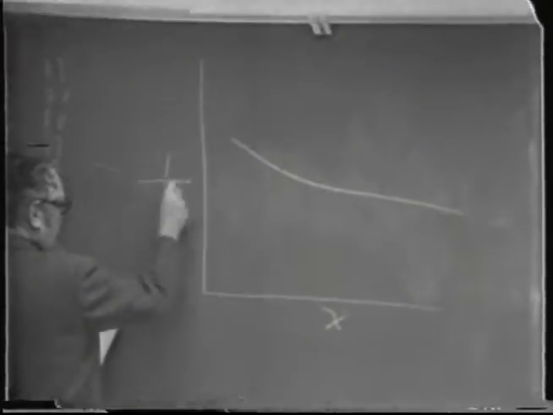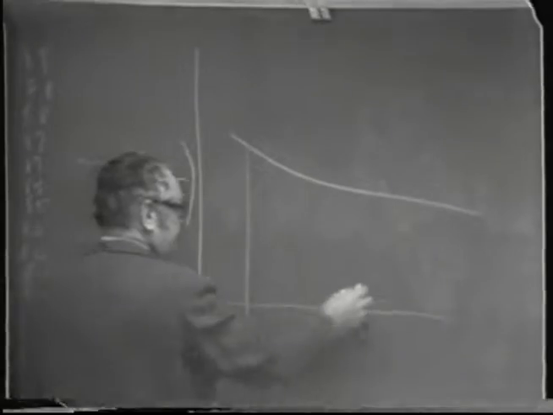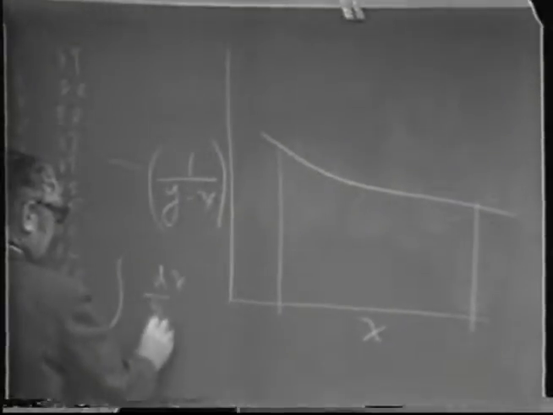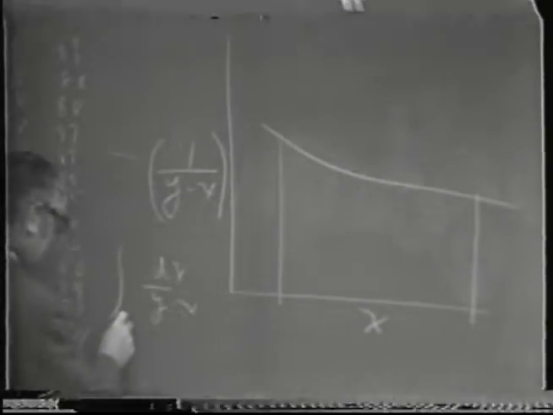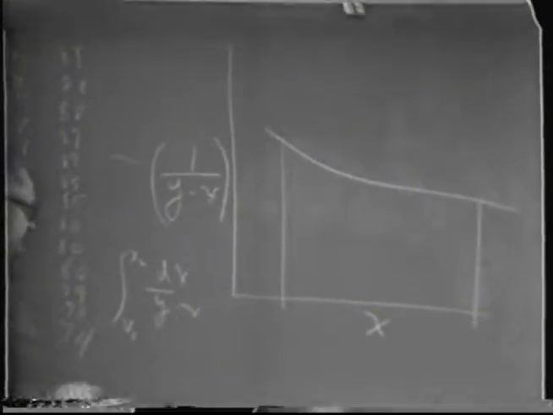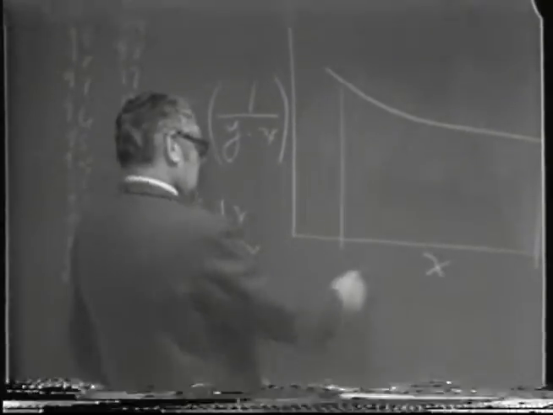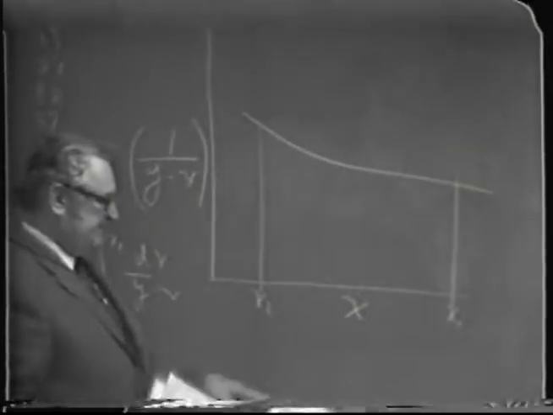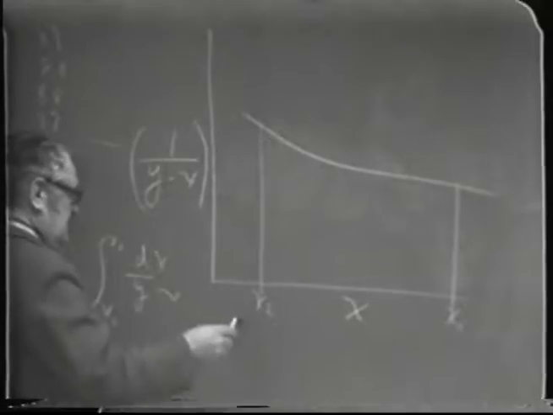If we plot 1 over y minus x, and we're interested in evaluating the expression, the integral of dx over y minus x, between two limits, let's say x1 and x2, or x2 and x1, whichever way we want to write it, where x1 might be this and x2 this, because if x1 precedes it, it's usually a decreasing value. So what do we do?